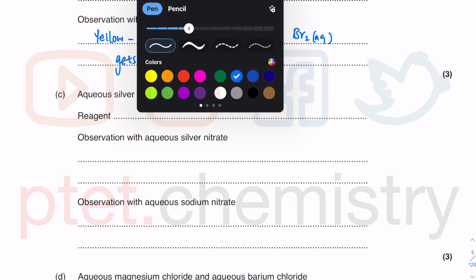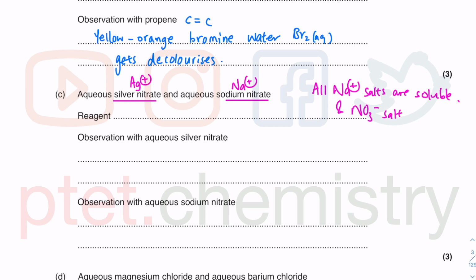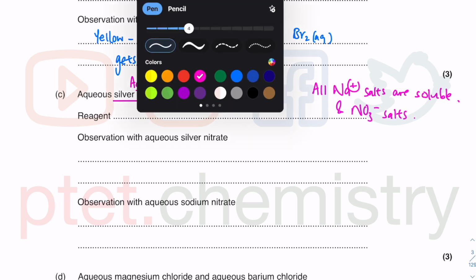The next bit of this question is using silver nitrate in aqueous conditions and aqueous sodium nitrate. So what can we do here? We have silver ions and we have Na+ ions. We know all sodium salts are soluble. We also know that all nitrate salts are soluble. That's our preparation of salts back in IGCSE and A Level chemistry.